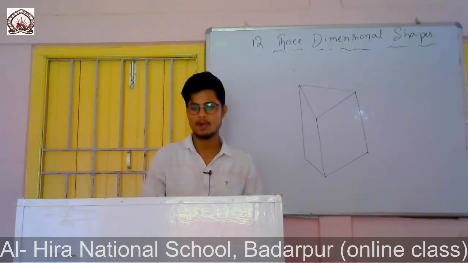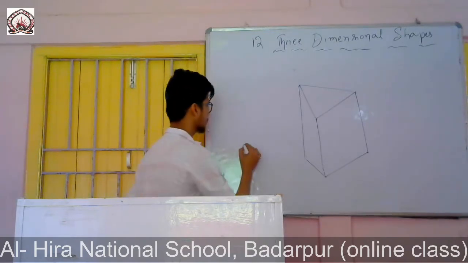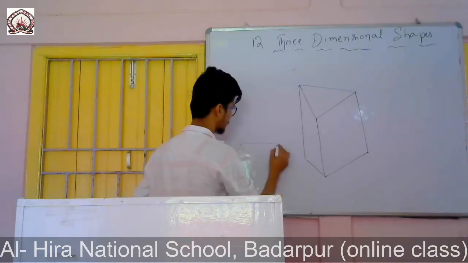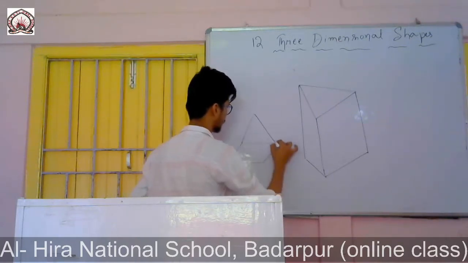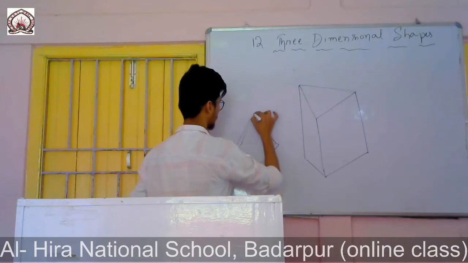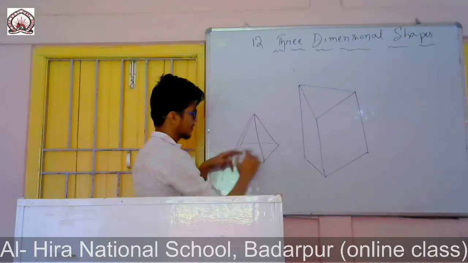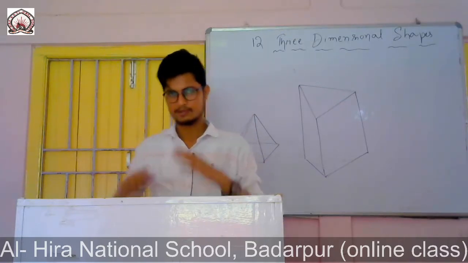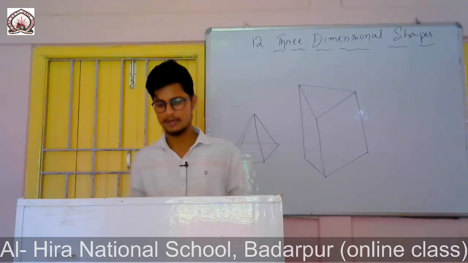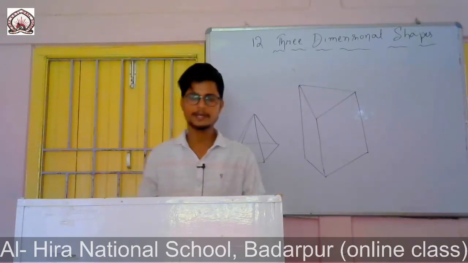Then comes the square pyramid. In a square pyramid, you will find a square like this on which a pyramid is drawn. These are 3D shapes. Just above a square, a pyramid shape is there. So triangular faces are there. A square pyramid has 5 faces, 5 corners and 8 edges.